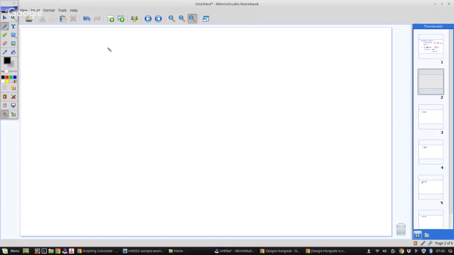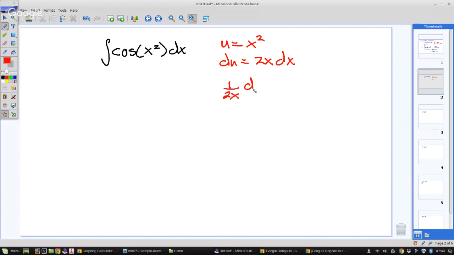Now, substitution doesn't always work. So for example, if I had the integral of, say, the cosine of x squared dx, I would try u equals x squared, in which case, like before, du would be 2x dx. And the problem here is there's no 2x, so perhaps I could do something like move the 2x to the other side. So I would get 1 over 2x du equals dx.